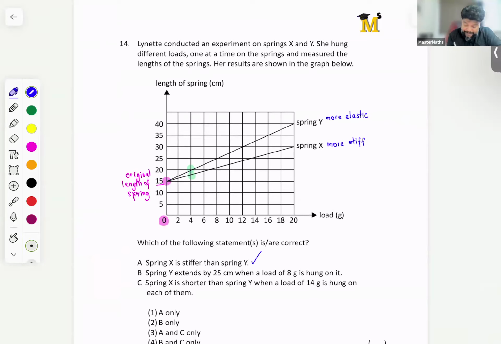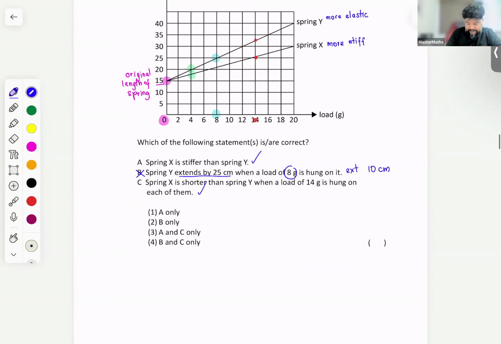Spring X extends by 25 cm when an 8-gram load is hung on it. Let's look at 8 grams. Does it extend by 25? Obviously not. It extends only by 10 cm. So B is wrong. Spring X is shorter than spring Y when a load of 14 grams is hung on it. Let's look at the total length when 14 grams. Spring X is about 25 cm. Spring Y is about 32 cm. That statement is true. So based on that, it's option number 4.